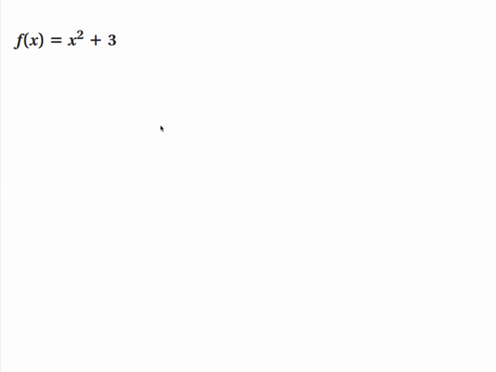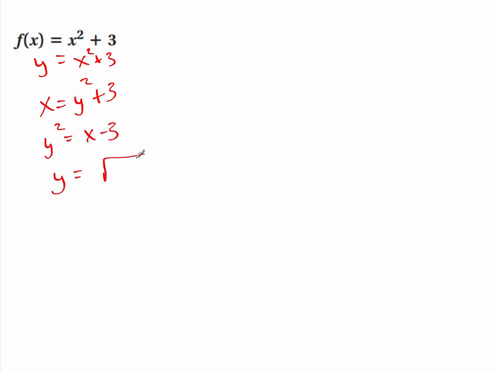So what if I wanted to find the inverse of f of x is x squared plus 3? I'm going to write y is x squared plus 3. Switch x and y. So x is y squared plus 3. Solve for y. So y squared is x minus 3. So y is the square root of x minus 3.